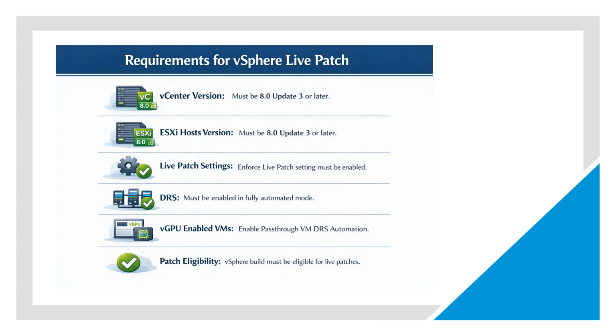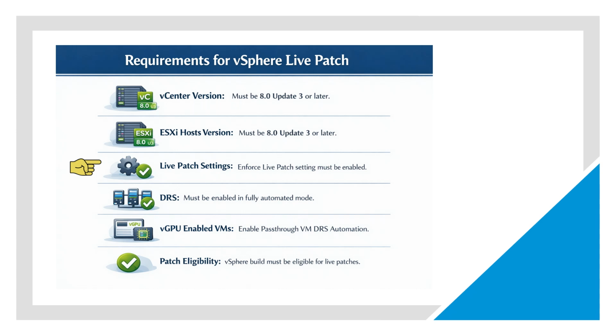To use vSphere Live Patch in the production environment, we need to meet some prerequisites. The first one is that the vCenter version must be 8.0 Update 3 or later. The ESXi host version must also be 8.0 Update 3 or later.